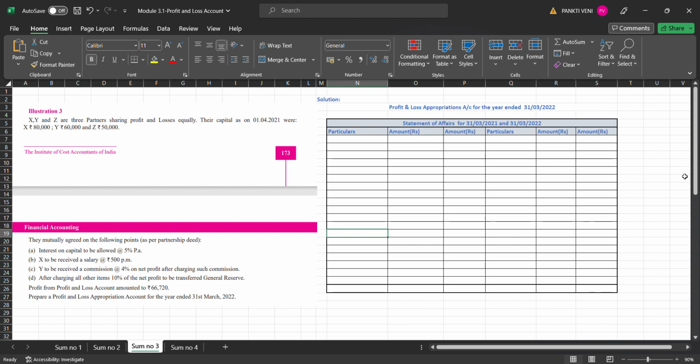Now, if you see this question, X, Y, and Z are three partners sharing profit and losses equally. Their capital as on 1st April 2021 are X 80,000, Y 60,000, and Z 50,000. So we have the opening capital details given to us. They mutually agreed on the following points.